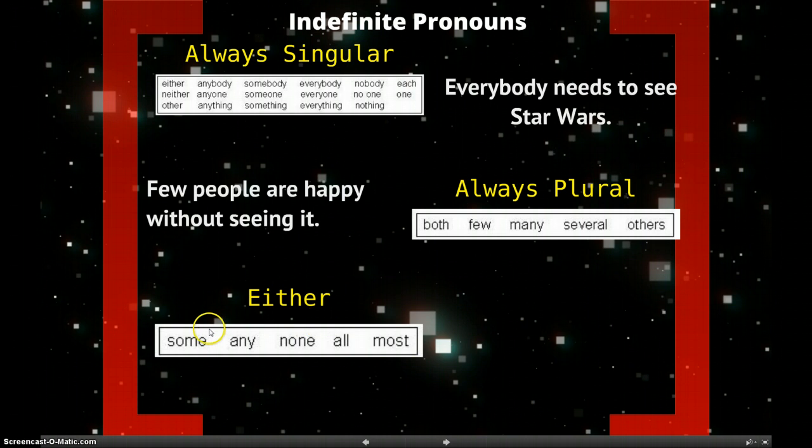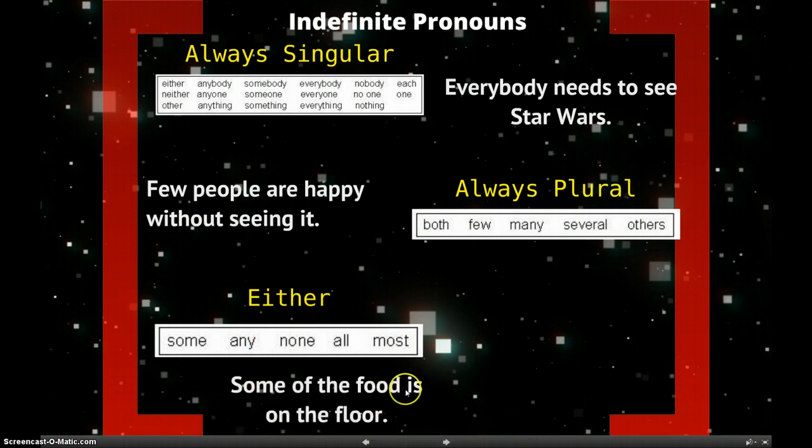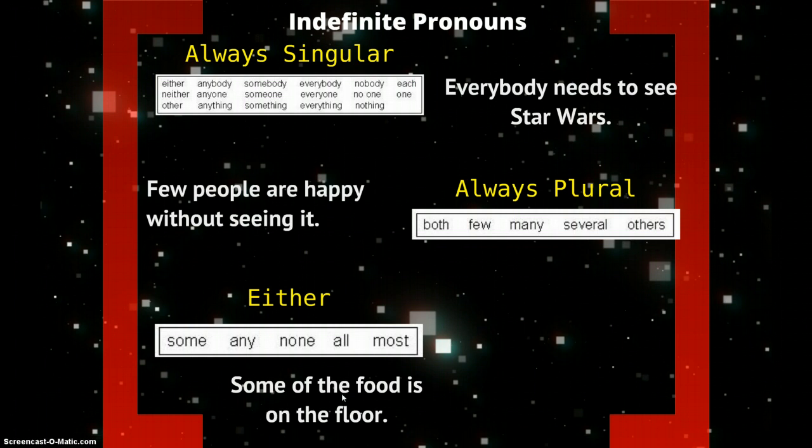So with these: some, any, none, all, most. They can be either singular or plural depending on how you use them. So some of the food is on the floor. This some is going to be singular with the singular verb is because it's some of the food. The rule is that if you have a prepositional phrase with these indefinite pronouns, if the phrase is of the food, where you can't count what it is, we don't have several different items of food. We just have some of the whole portion of the food is on the floor.